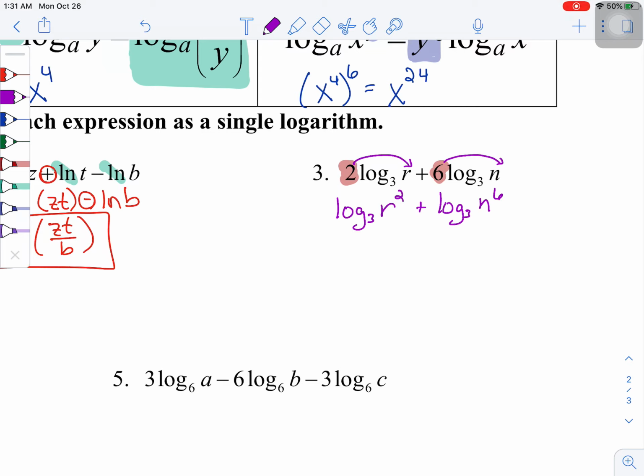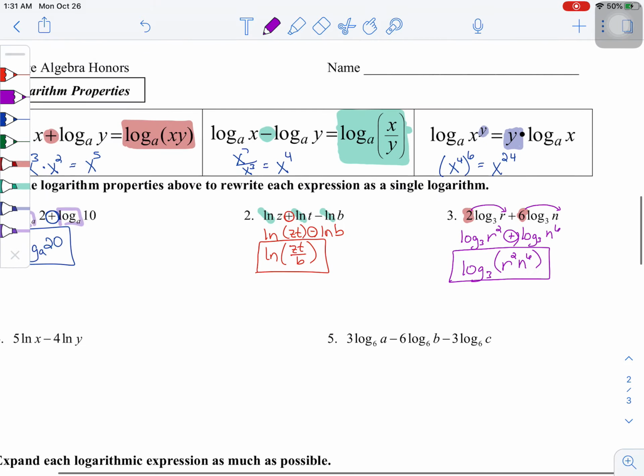Now, I do have 2 logarithms that are the same. Log base 3 is both, and I'm adding them. So to write this together, I would multiply the argument. So r squared n to the 6th. And that is the single logarithmic unit then of that original problem.